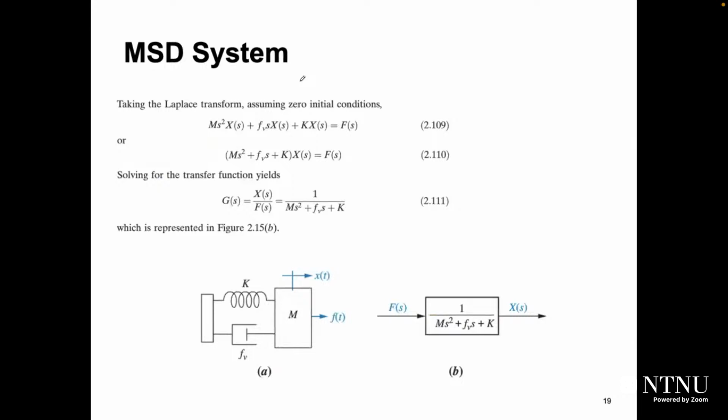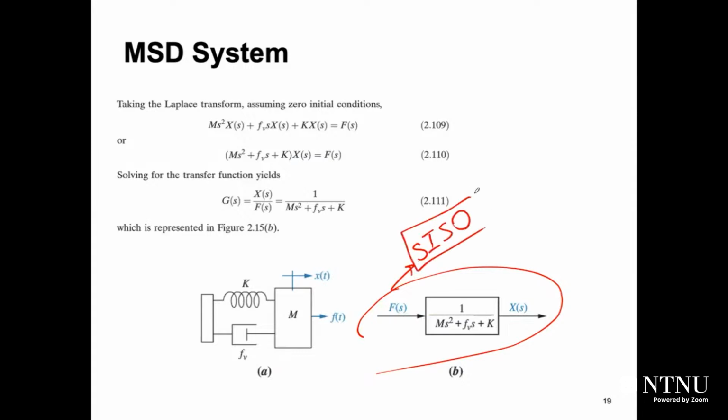So finally we got it, but here it's in more detail. Finally we got the system representation, and it's a transfer function. As you can see here, it's a single input, single output. They call it SISO, single input, single output.